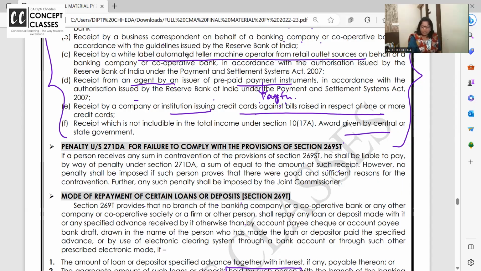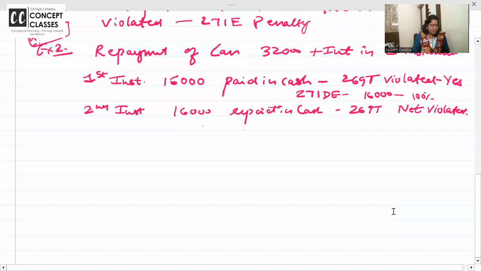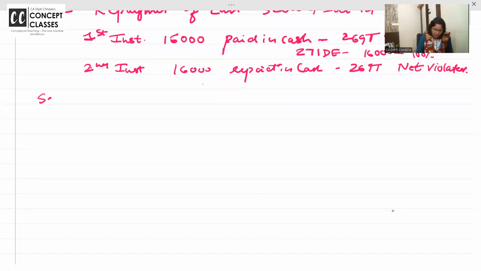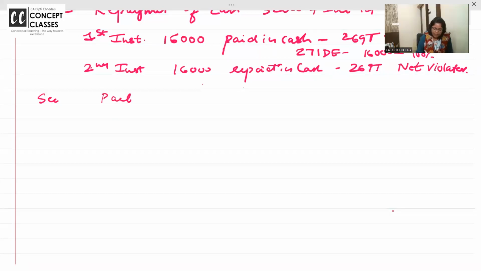Okay, just 2 to 3. Let us make one table and write this all together. Okay, with all the limits. Section, particulars.